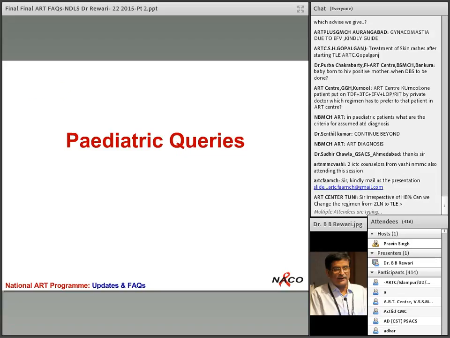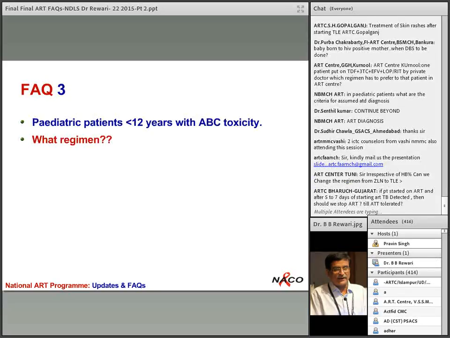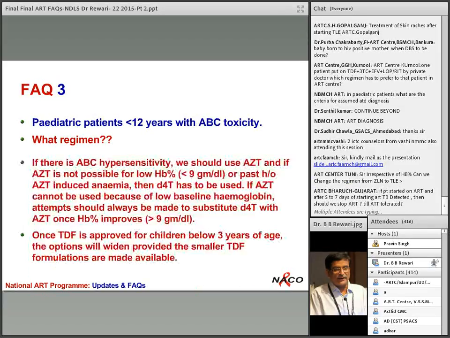Coming to pediatric queries, less than 12 years, abacavir toxicity. I answered already that if there is abacavir hypersensitivity, we should use AZT. If AZT is not possible, use D4T. If anemia is there, use D4T.